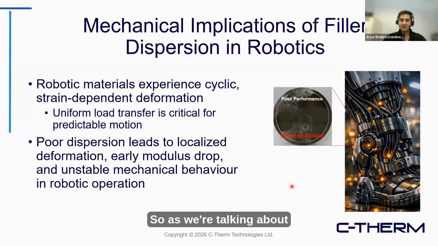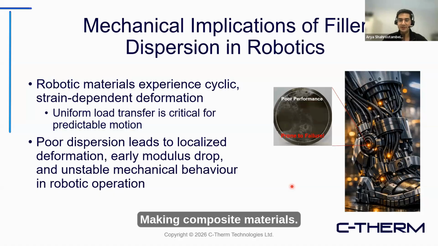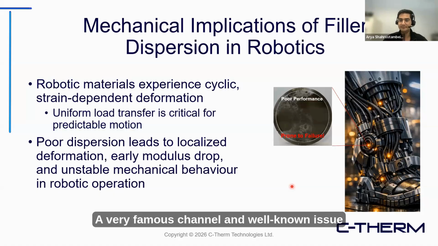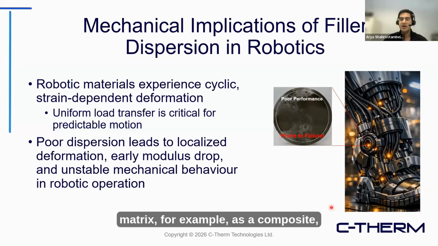So, as we're talking about capabilities of DMA here, I'm going to talk about the filler dispersion. Making composite materials, a very well-known issue and challenge of developing different composites is the filler dispersion. As you can see in the picture, for example, with having a poor dispersion of the filler within your polymer matrix, for example, as a composite, you can take some risk for a failure because one part of the material behaves like an advanced material, but the other part is very prone to failures, which can again face us with safety challenges.